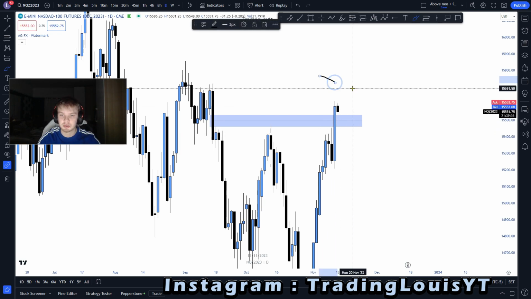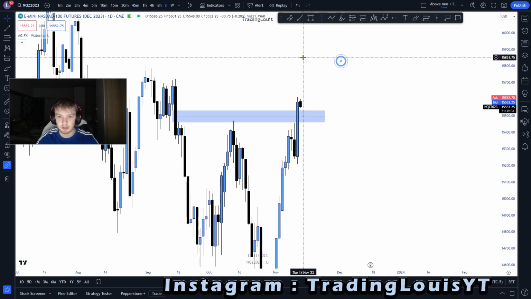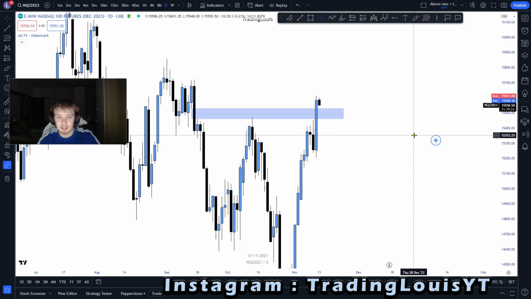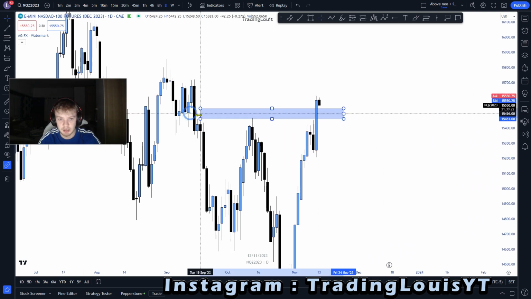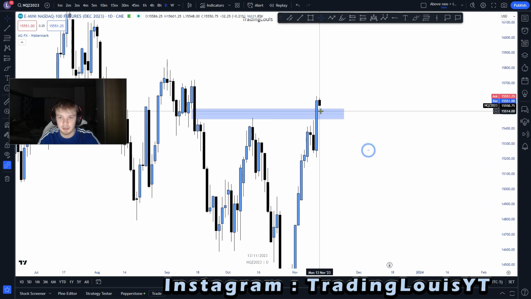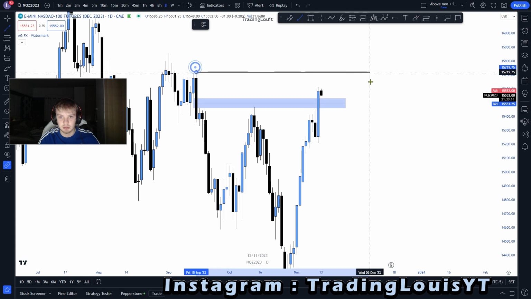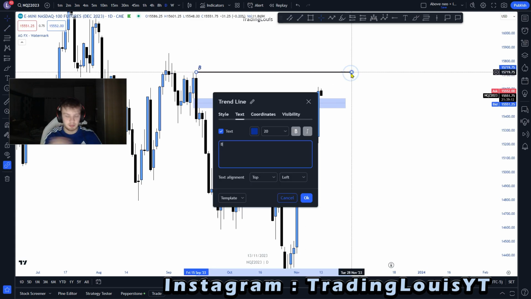Now, what do I use inversion fair value gaps for? Inversion fair value gaps are how you find your entries in the market. So as you can see here, we have this inversion fair value gap, and now it has been violated. So what do I think is going to happen? I think price is going to go to here, buy side liquidity.